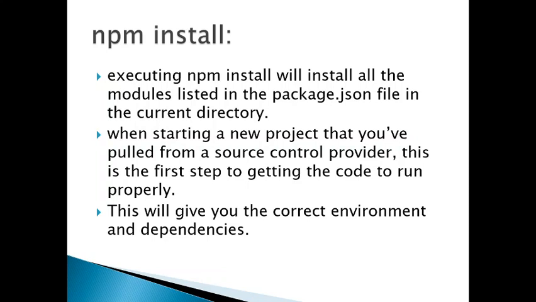So executing npm install will install all the modules listed in the package.json file in the current directory. When starting a new project that you have pulled from a source control provider like GitHub, this is your first step to get the code to run properly. Like if you clone a repository from the internet, from GitHub, you first run npm install. It will install all the dependencies. Then this will give you the correct environment and dependencies to run the project.